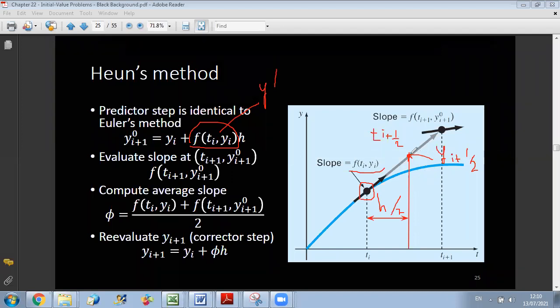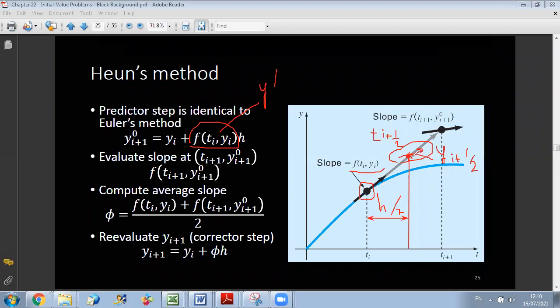And then when we do so, we can calculate the new slope. So we can get a new slope here. And then what we do, we say we will take as slope, instead of considering the slope at the first point, we'll take the slope at the midpoint, because the midpoint will give us a much better idea about what is happening in the interval.